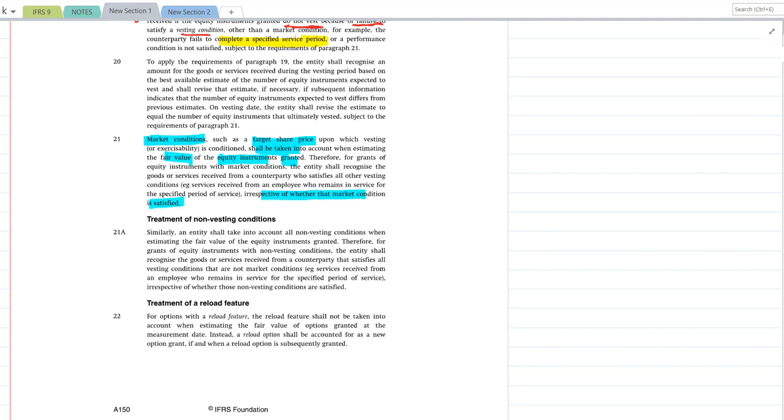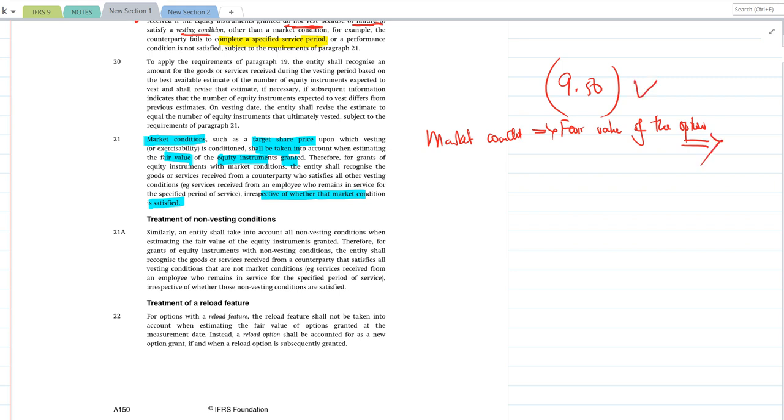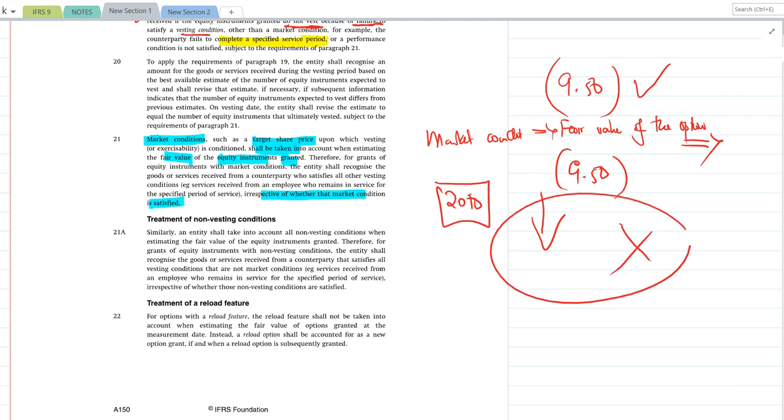Please, did you guys hear what was just said? They said market conditions are included in the fair value of the option. So it means even if they told you what the share price was, you saw we were canceling the share price. We didn't want it. Why? Because it's already included in the 950. In the fair value of what? The option. It's already included in the 950. And therefore, you will continue to use the 950 up to the end of the period. Now, even if during, let's say, 2010, they come and tell you that the share price dropped, you don't need it. Ignore it, guys.